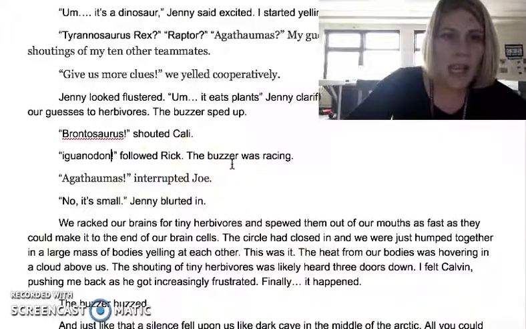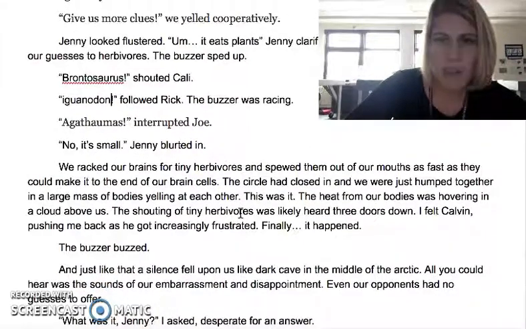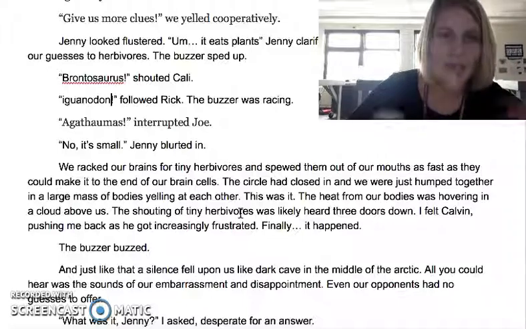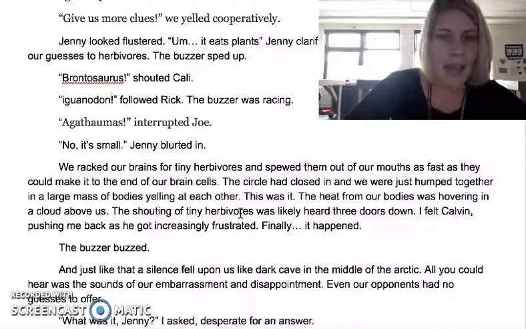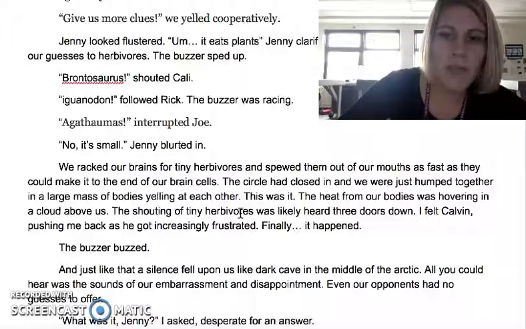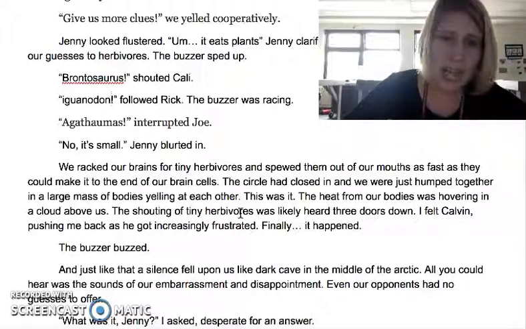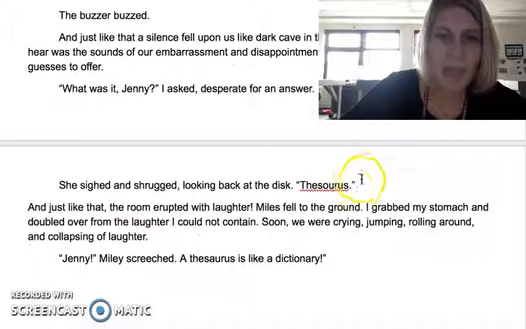"Followed," Rick said. The buzzer was racing. "Agathaumas," interrupted Joe. "No, it's small," Jenny blurted in. We racked our brains for tiny herbivores and spewed them out of our mouths as fast as they could make it to the end of our brain cells. The circle had closed in, and we were just humped together in a large mass of bodies yelling at each other. This was it. The heat from our bodies was hovering in a cloud above us. The shouting of tiny herbivores was like something heard 3 doors down. I felt Calvin pushing me back as he got increasingly frustrated. Finally, it happened. The buzzer buzzed. And just like that, a silence fell upon us like a dark cave in the middle of the Arctic. All you could hear was the sounds of our embarrassment and disappointment. Even our opponents had no guesses to offer. "What was it, Jenny?" I asked, desperate for an answer. She sighed and shrugged, looking back at the disc. "Thesaurus." And just like that, the room erupted with laughter.